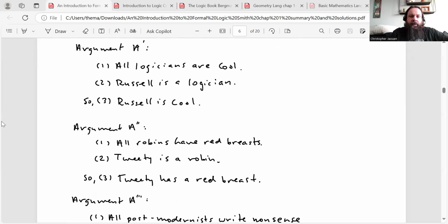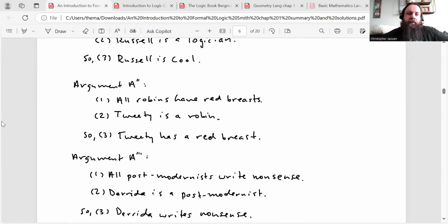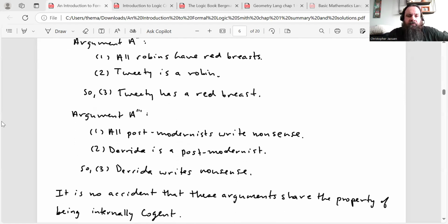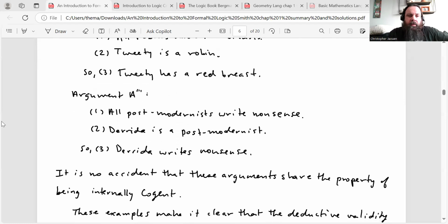And then we have argument A double prime. Premise 1, all robins have red breasts. Premise 2, Tweety is a robin. So conclusion, Tweety has a red breast. And then finally, argument A triple prime. Premise 1, all postmodernists write nonsense. Premise 2, Derrida is a postmodernist. So conclusion, Derrida writes nonsense.